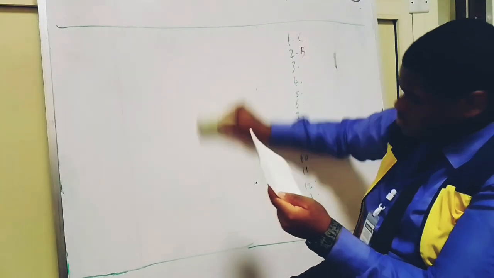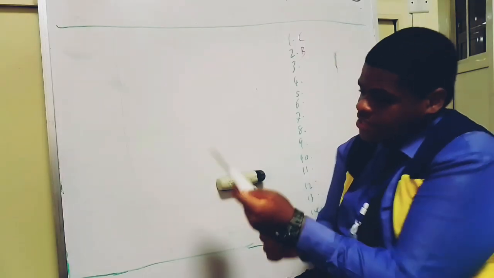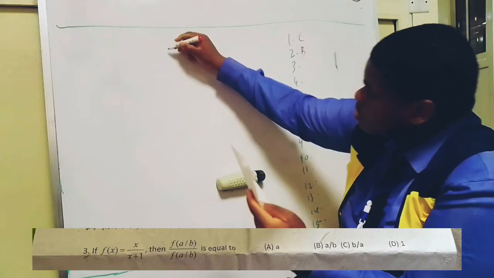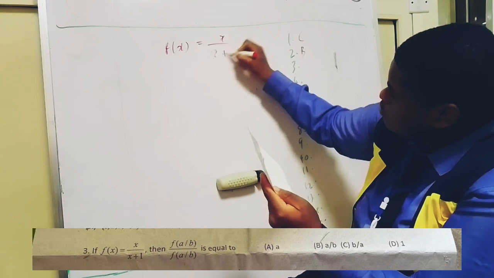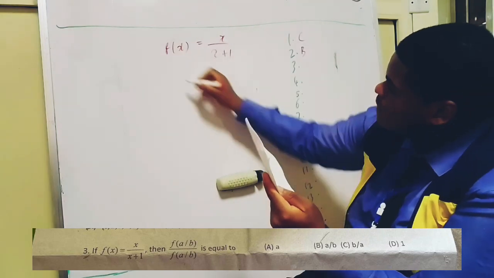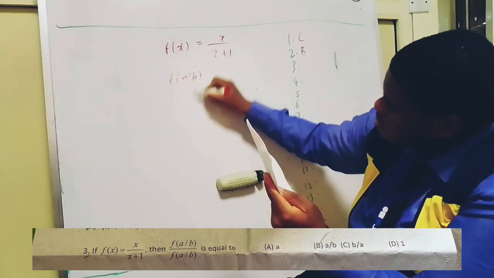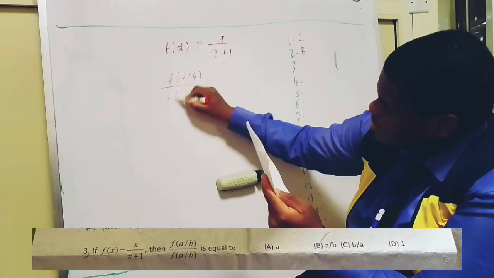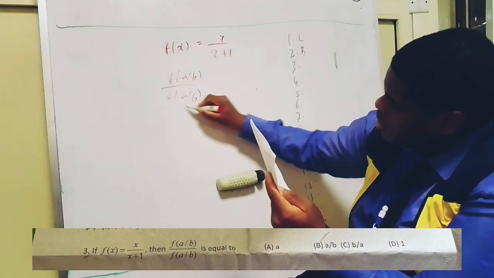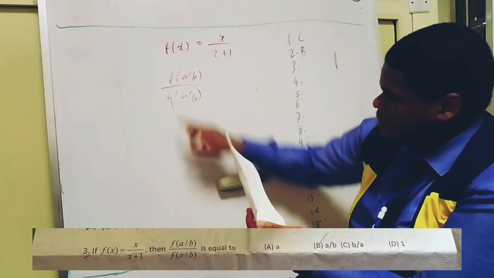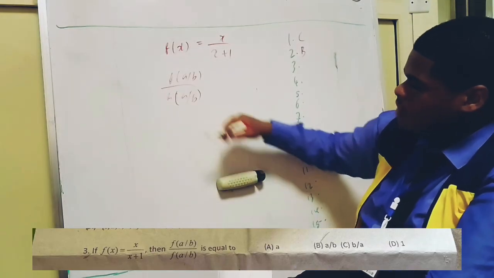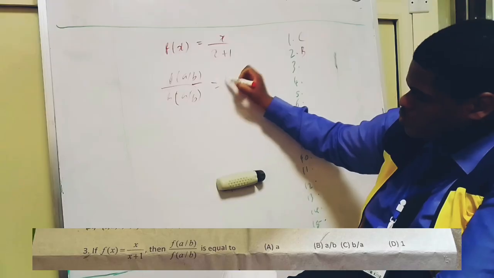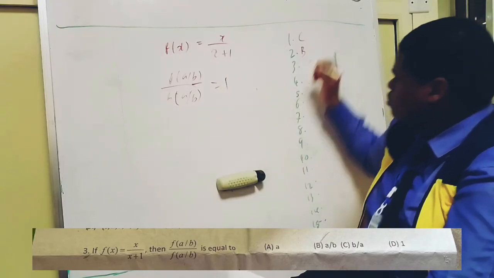Question 3 now. Question 3 is, if f of x is equal to x divided by x plus 1, then we should find f of a over b divided by f of a over b. There's no really more to solve here. As long as f of a over b is not equal to 0, then f of a over b divided by f of a over b is not equal to 1. So the answer is option D.